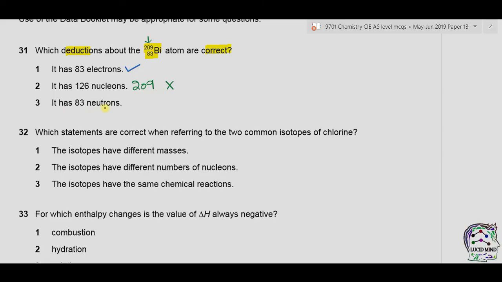Number 3, it has 83 neutrons. Now neutrons can be obtained by subtracting the atomic number from the nucleon number. So it will be 209 minus 83, which is equal to 126. So 3 is also incorrect. As only option 1 is correct, the answer is therefore D.